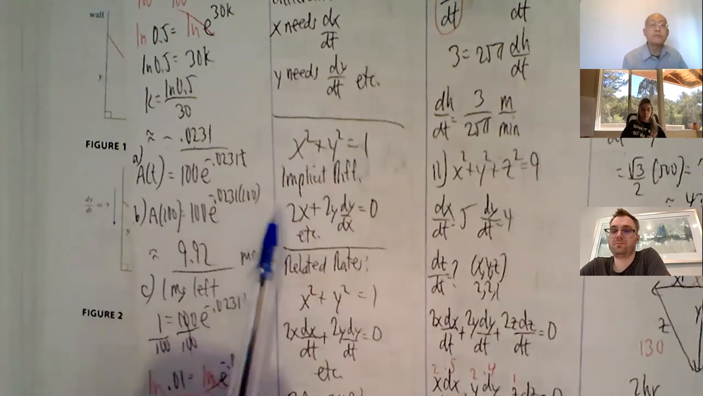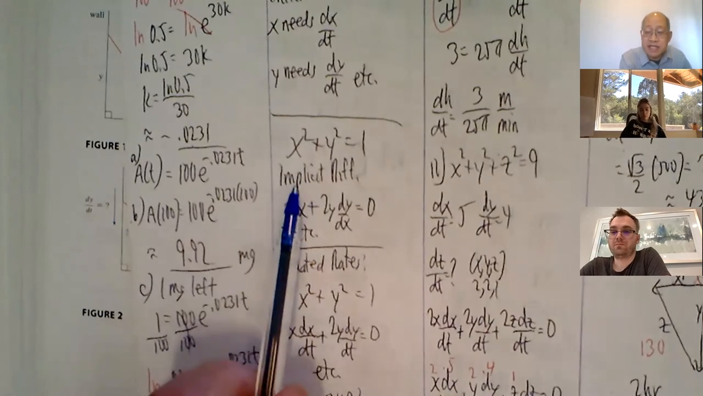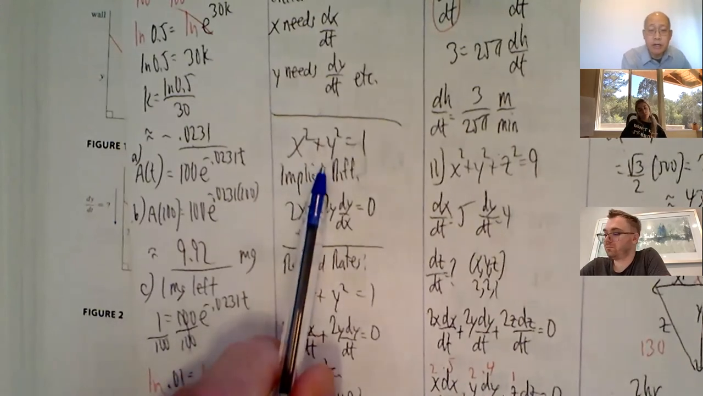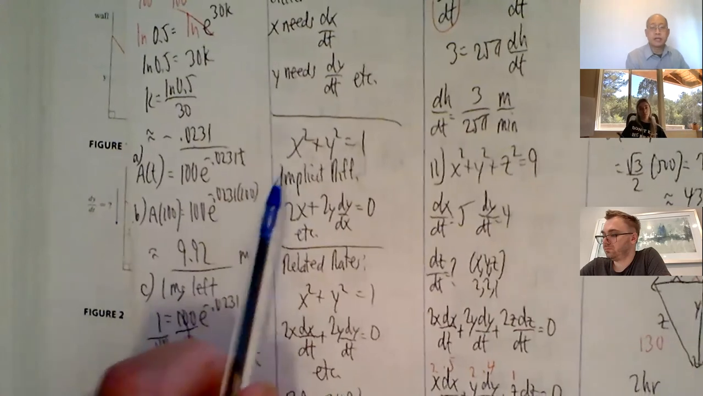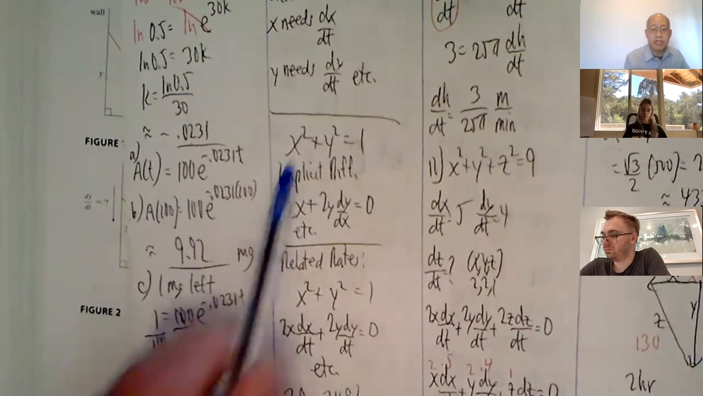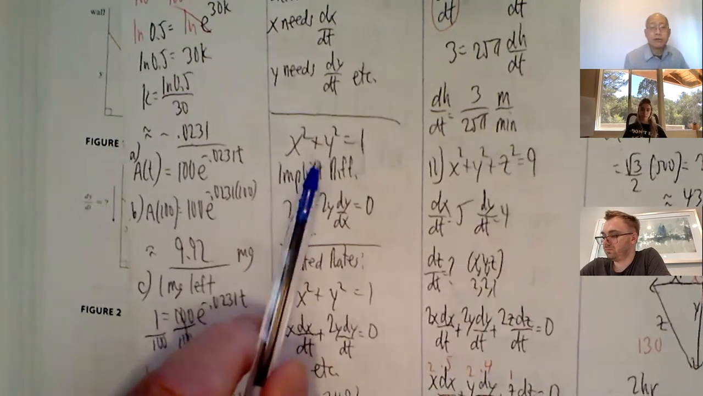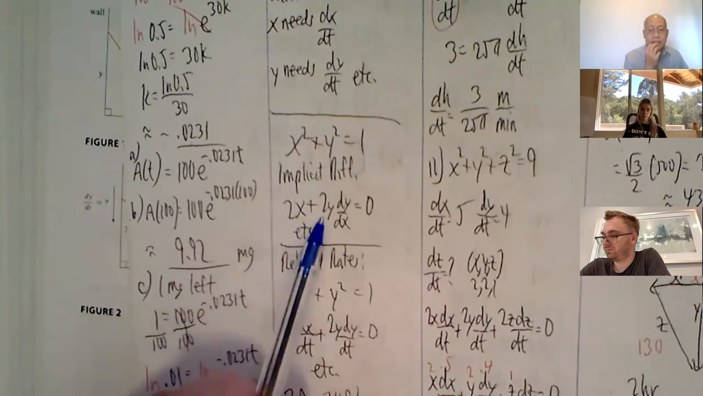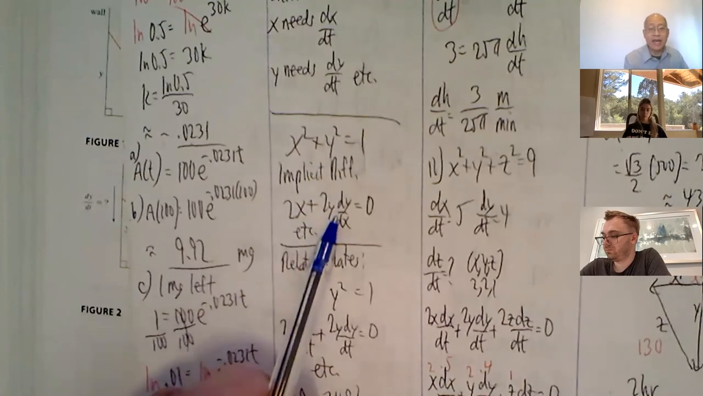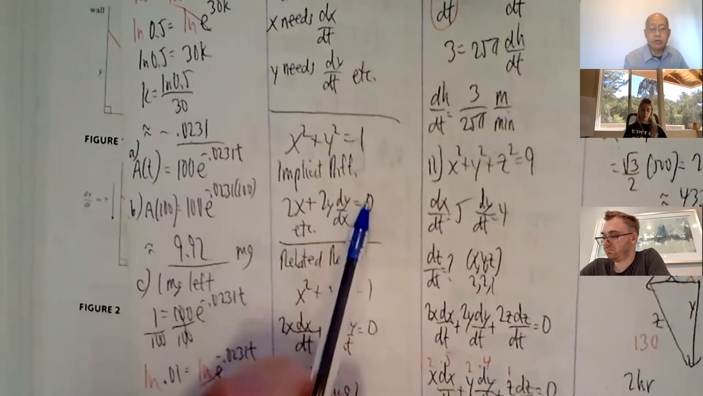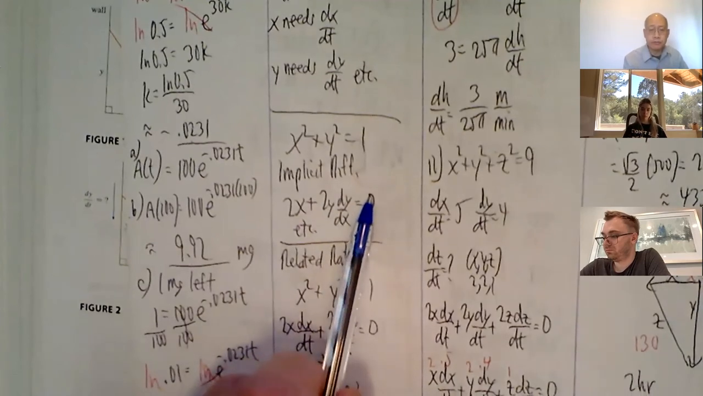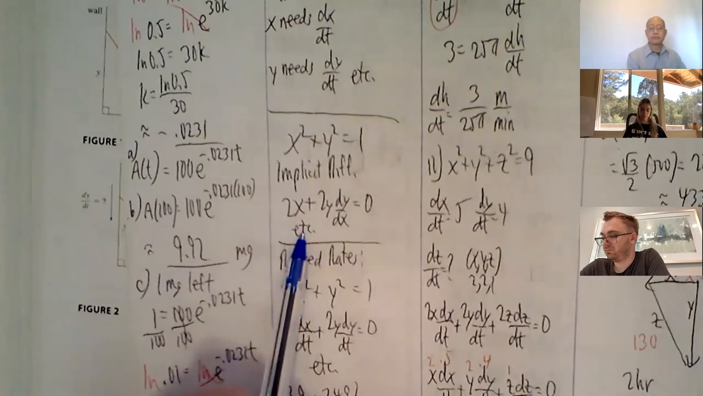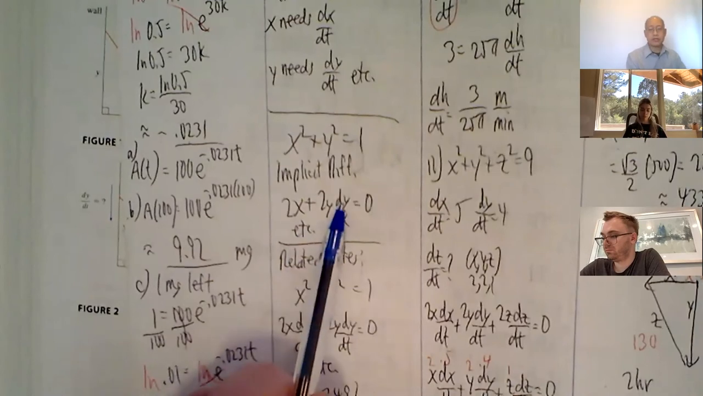Unit circle. If we were doing implicit differentiation, right? You would go like this. 2x, derivative of x squared is 2x. Derivative of y squared, however, is 2y dy dx, because there's a y there, equals the derivative of the right-hand side, which is 0, and then et cetera. You have to solve for dy dx.